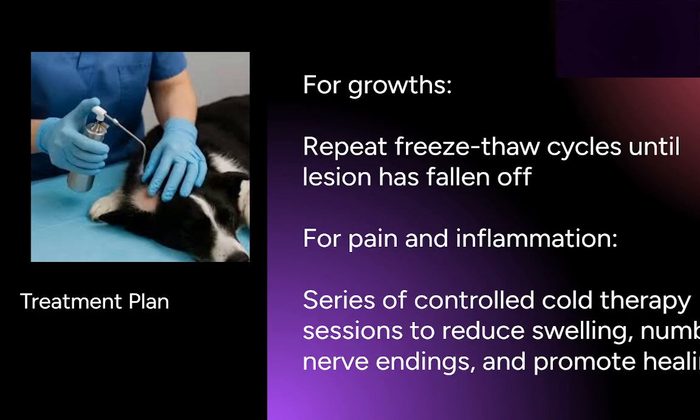So the treatment plan typically for growths will be repeat freeze-thaw cycles until the lesion has fallen off. Hopefully you only do it once or twice. For pain and inflammation, though, we're not necessarily freezing things, but more so using a series of controlled cold therapy sessions just to reduce that swelling, numb those nerve endings, and then promote healing.